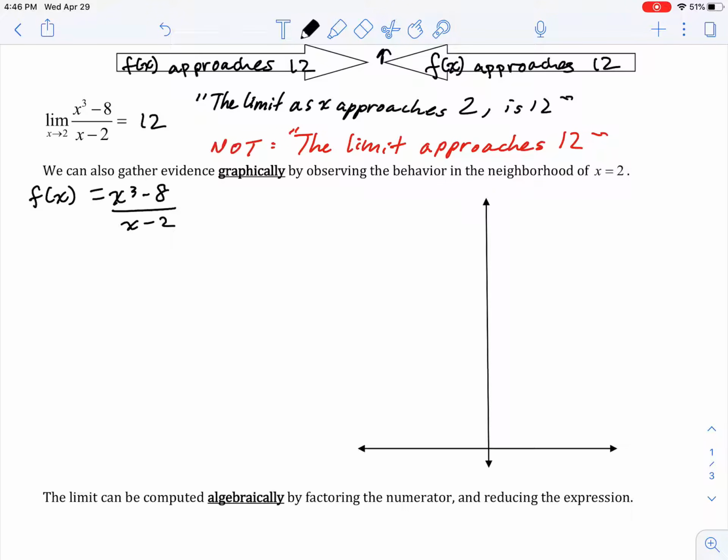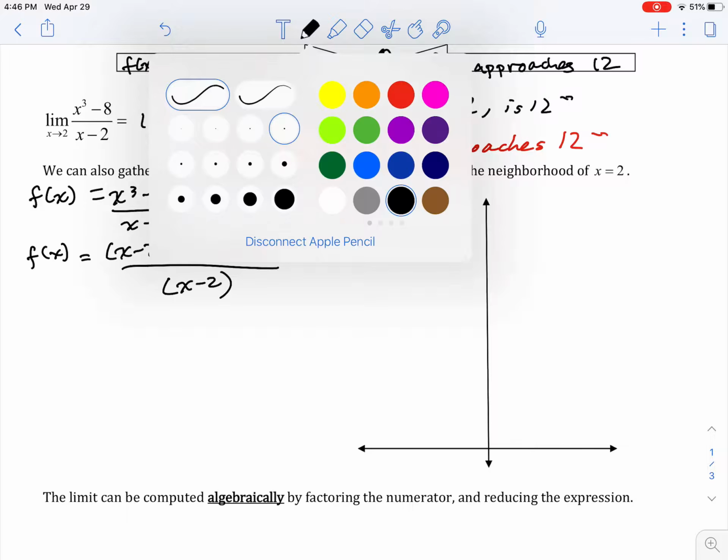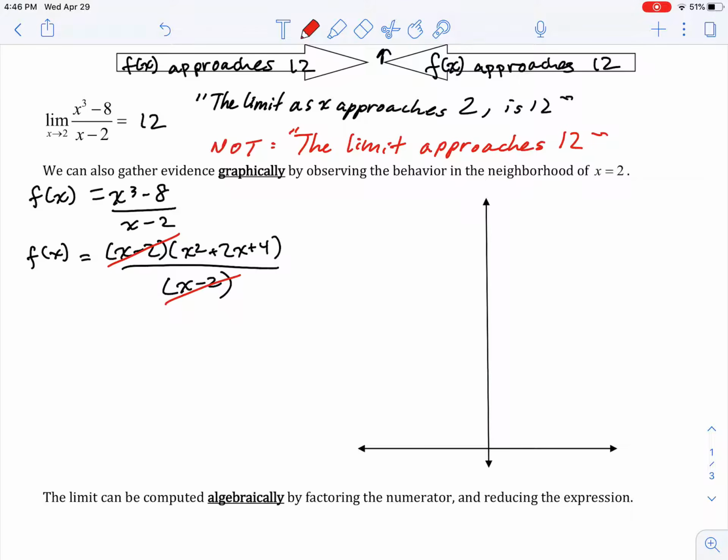If you graph this function, hopefully you found that since it's a rational function, the first thing I'm going to want to do is factor my numerator. So this is going to be x minus 2 times x squared plus 2x plus 4, all of this over x minus 2. And hopefully you see here that we've got a common factor in both the numerator and denominator. Ask yourself, what does that mean? This tells me I'm going to have a hole at x is equal to 2.